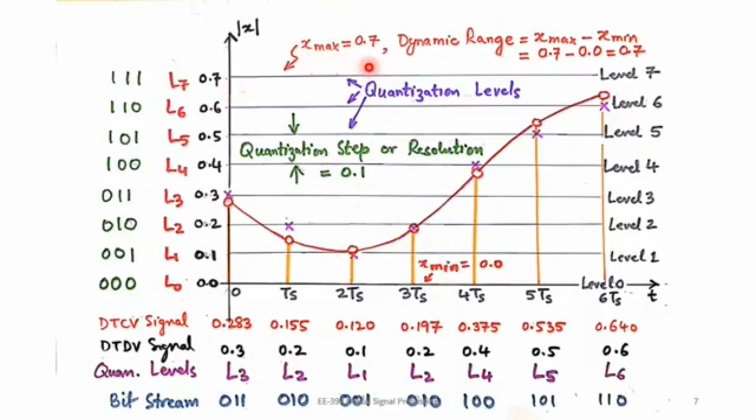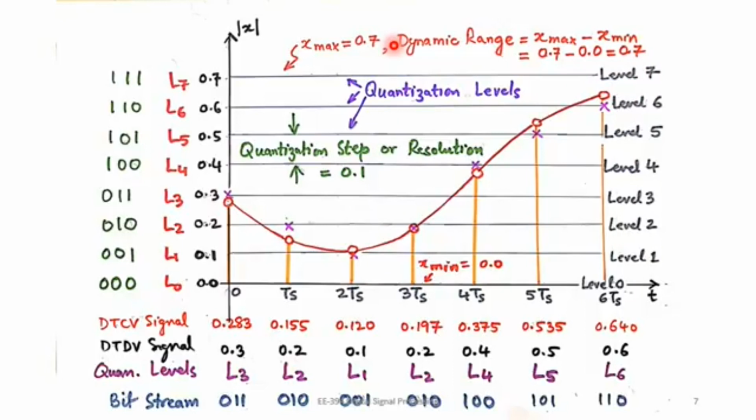x max which the signal can take and x min which the signal can go down to, the difference between these two extreme ranges is called dynamic range. And dynamic range is defined as x maximum minus x minimum. So here we have 0.7 as x maximum and 0 as x minimum. So 0.7 minus 0.0 gives us 0.7. So 0.7 is the dynamic range defined for this signal.